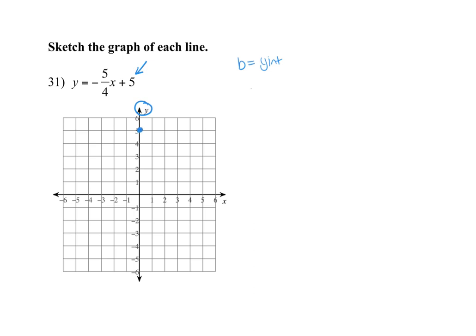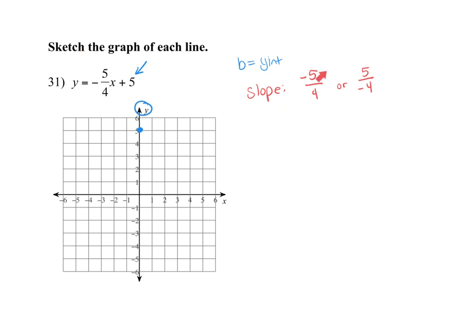My slope tells me how to move. Now my slope is negative 5/4. That can be a negative 5 over a positive 4, or it can be a positive 5 over a negative 4. All right? So the reason I write that is sometimes going up and right is going to take you off, and sometimes going down and left will take you off the graph. So I always choose whichever one keeps me on the graph. All right? In this case, if I went up 5 and left 4, I would be off the graph.